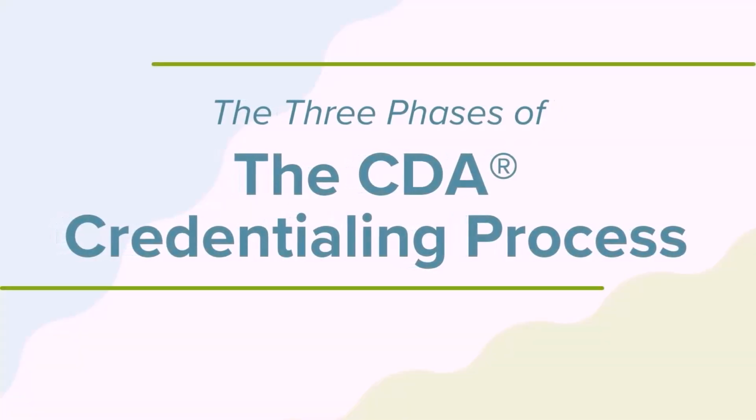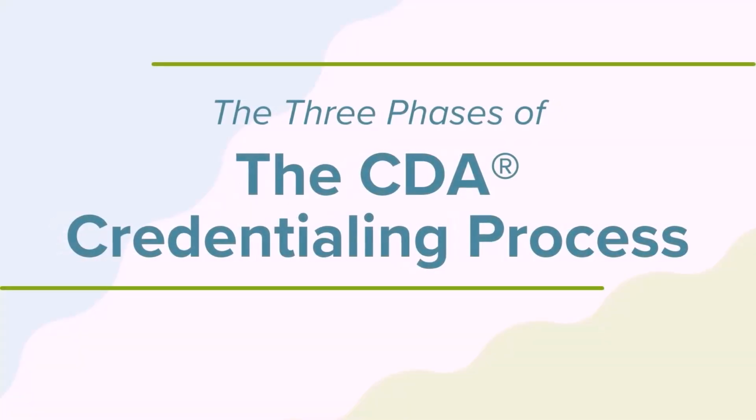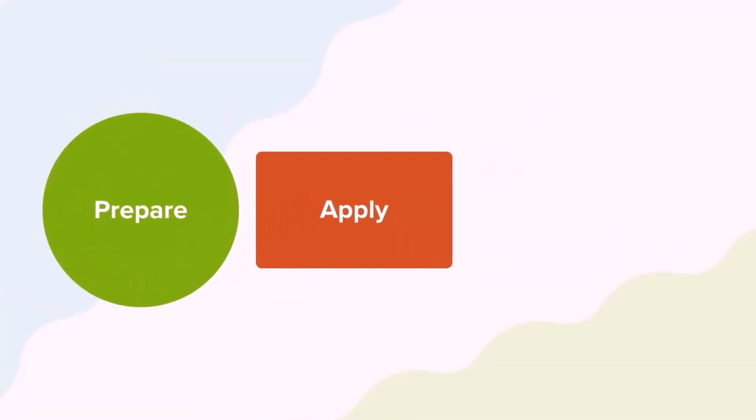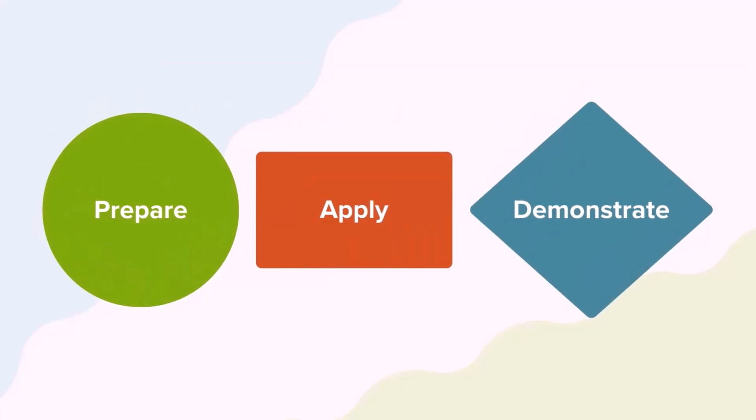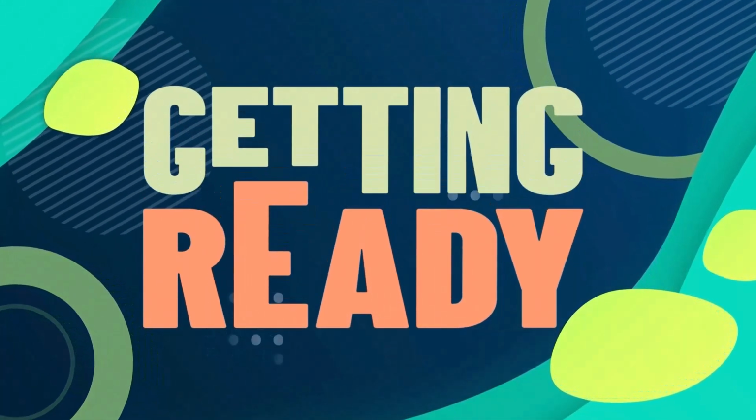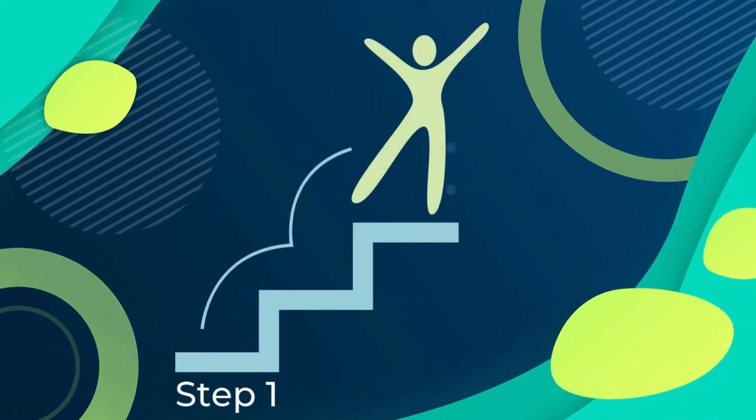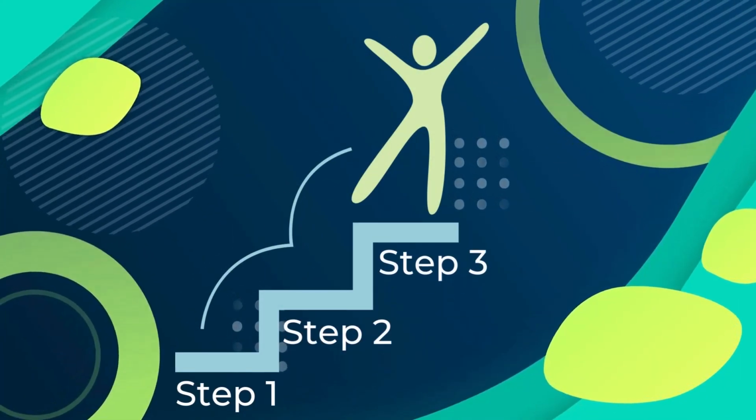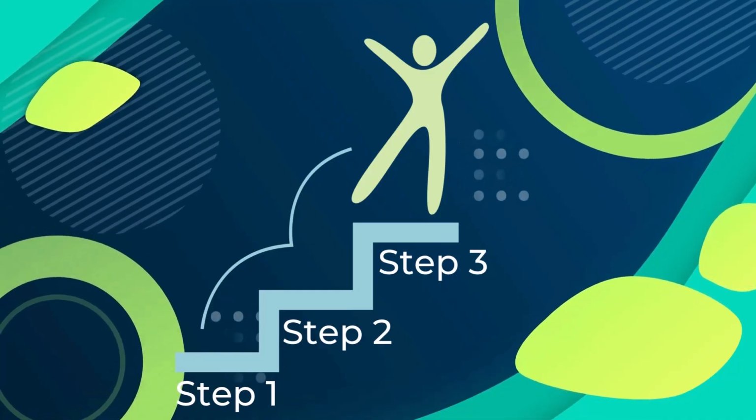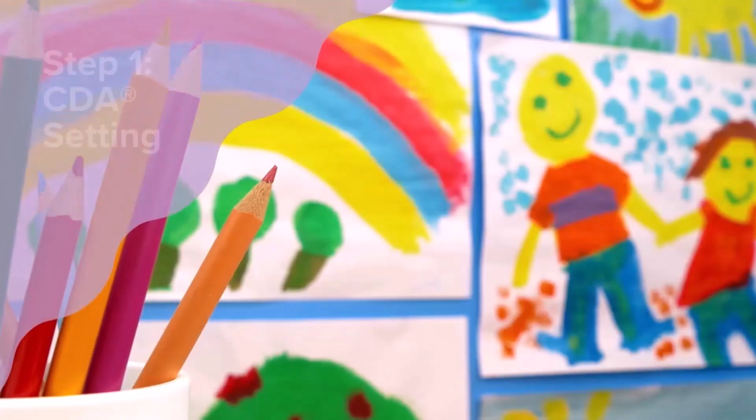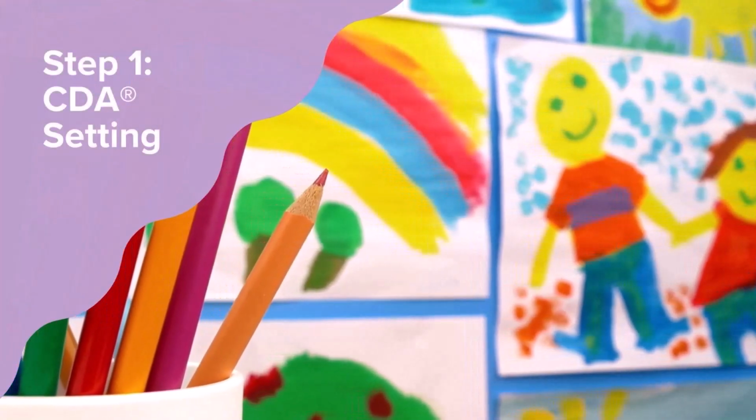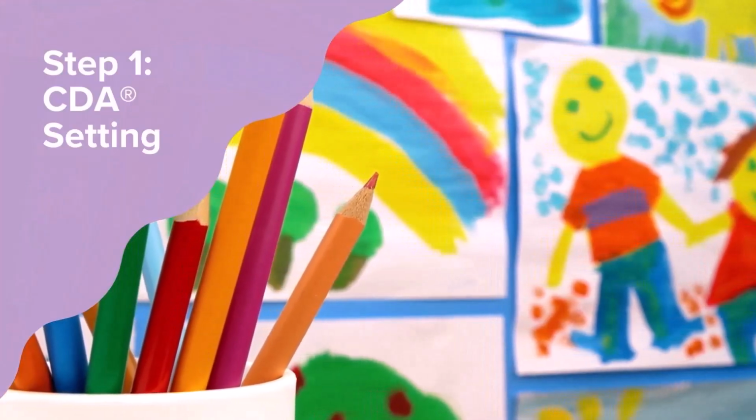Our credentialing process has 3 phases: prepare, apply, and demonstrate. Each stage is critical to the process, but there are a few steps and details to cover before the 3 phases begin. Those interested in earning a CDA must complete 3 preliminary steps before beginning the 3-phase process. First, you must decide the setting for the type of CDA you want to pursue.